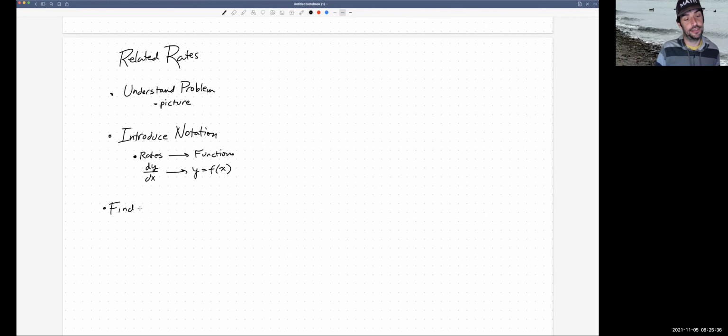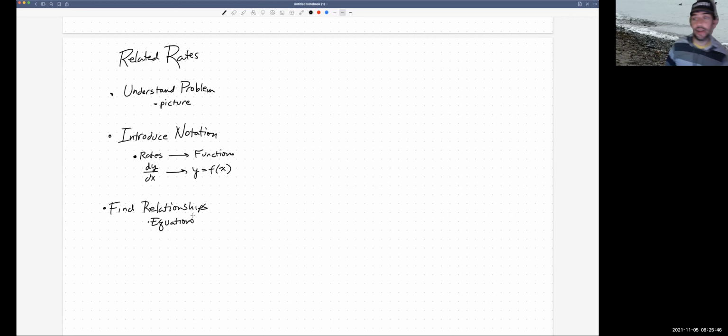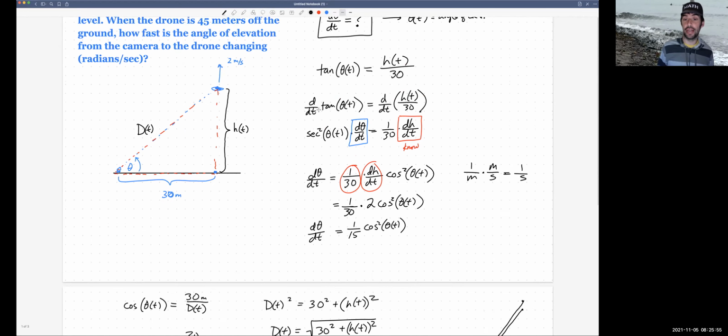Find relationships. What does this mean? Equations. In what way are these rates, or the functions that led to these rates, related? That's where we get related rates from. In this problem, we had a few of these.